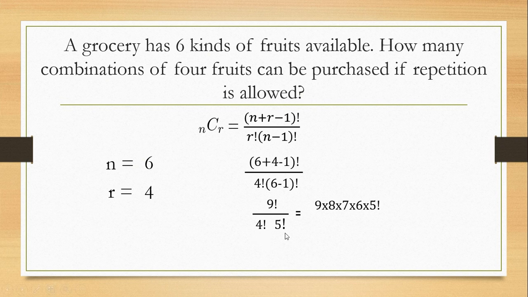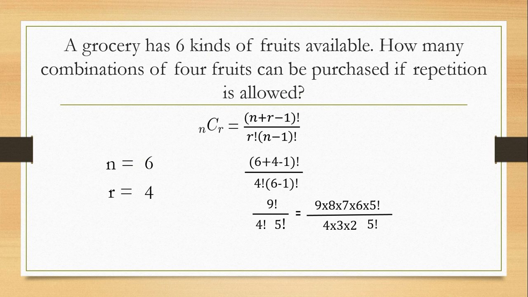Since we have 5 factorial here in our denominator, we end at 5 factorial. So divided by, let's expand 4 factorial. We have 4 times 3 times 2. We no longer include the 1. And 5 factorial. And then let's cancel what can be cancelled in our given.